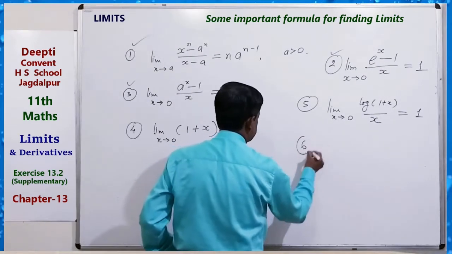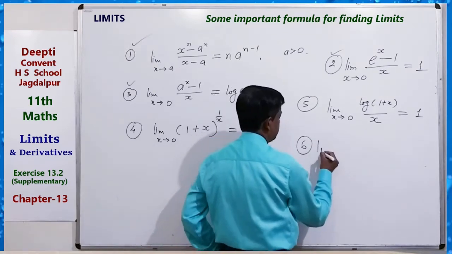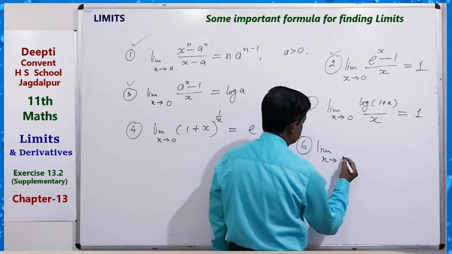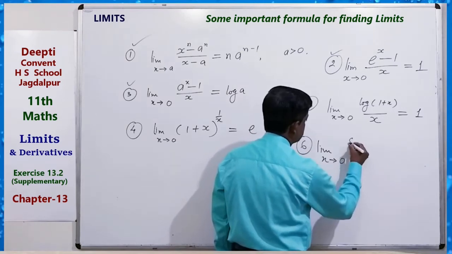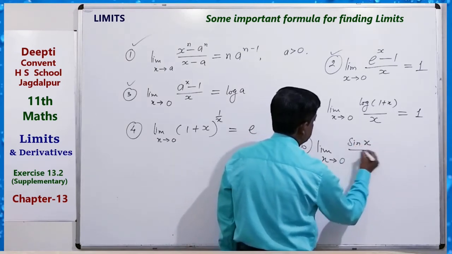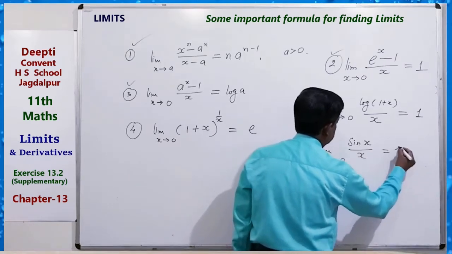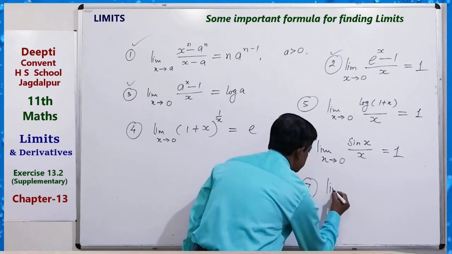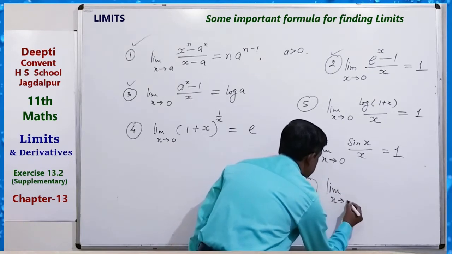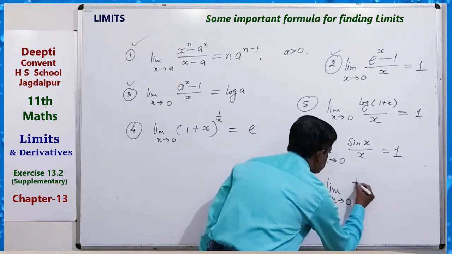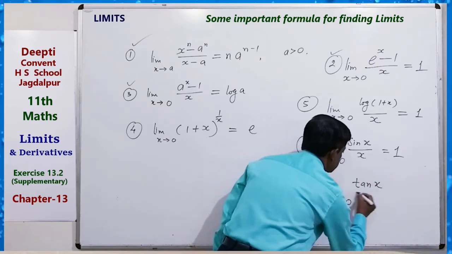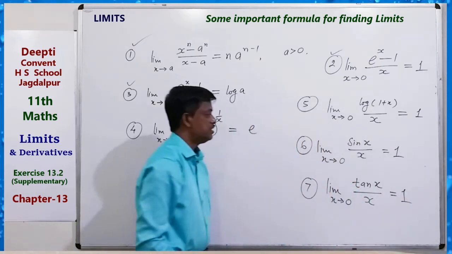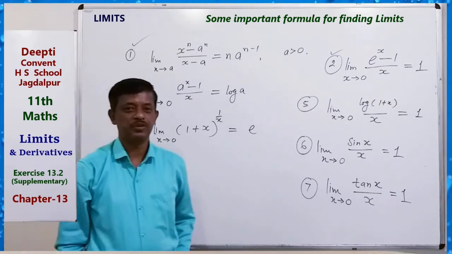Limit 6: limit x tending to 0, sin x by x equals 1. Limit x tending to 0, tan x by x equals 1. So these two trigonometric limits are very, very important also.